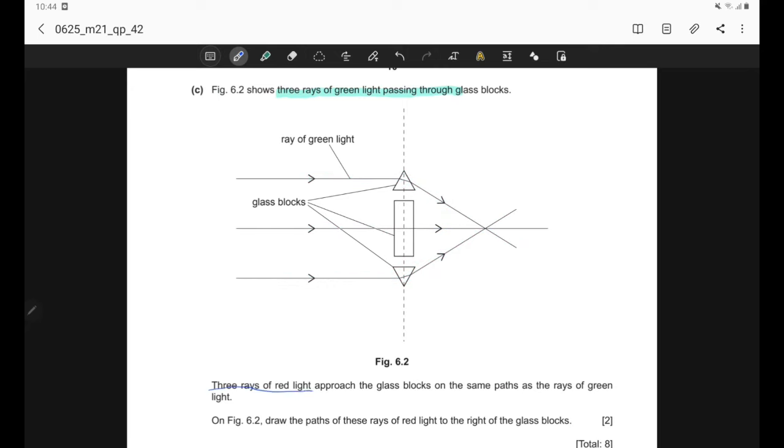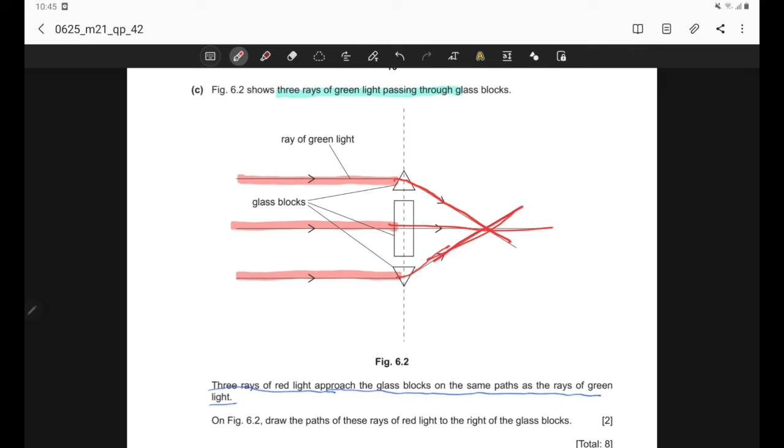Now 3 rays of red light approach the glass blocks on the same path as the rays of green light. Now the red lights are also passing on the same path where the green light also passed. So what will happen to the red light rays? Will it follow the same path the green light followed, or will there be any difference? So that is the question here.